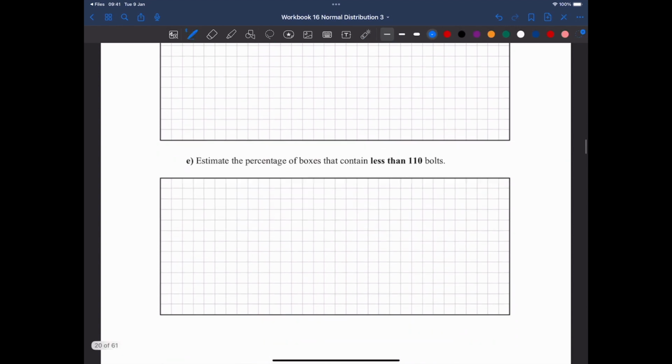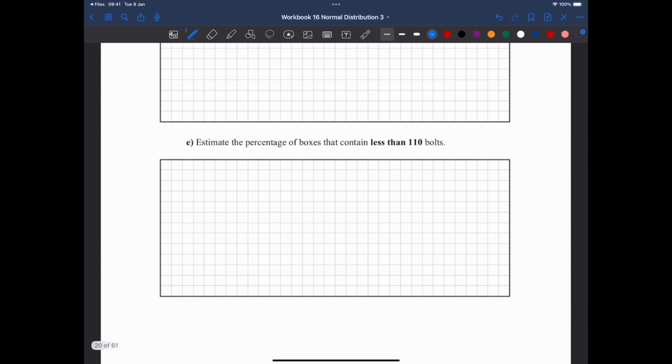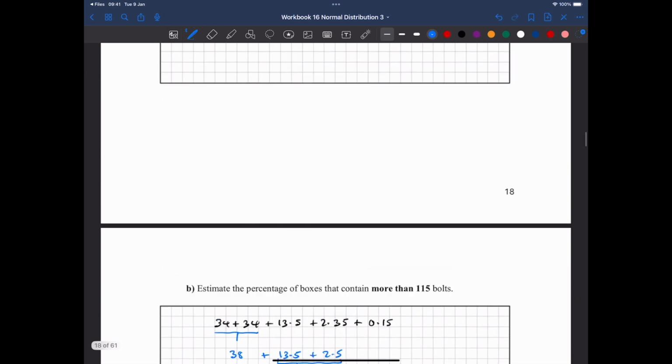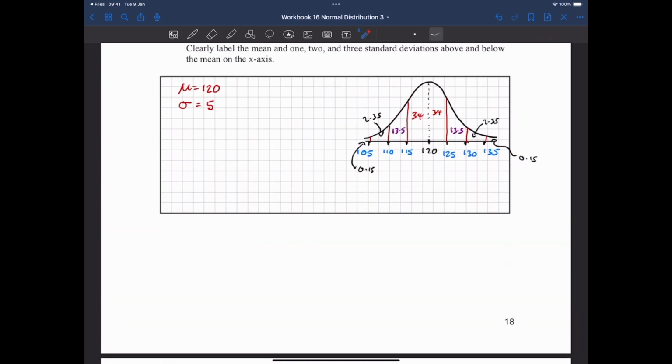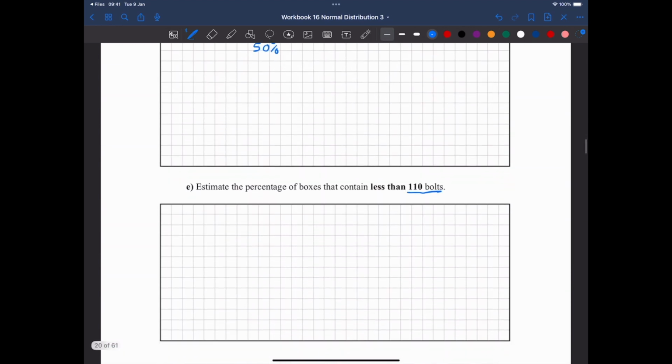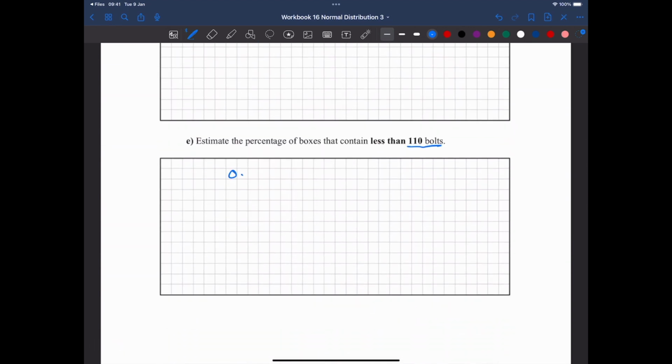The next one, E. Estimate the percentage of boxes less than 110. So we'll go here to where 110 is. See 110, and less is down here, this area. So we'll write that down. 0.15 plus 2.35, and that equals 2.5%.